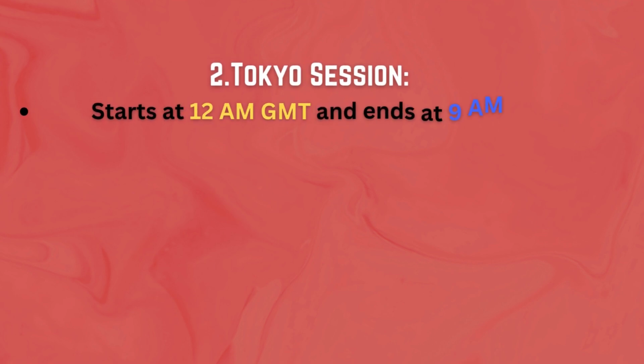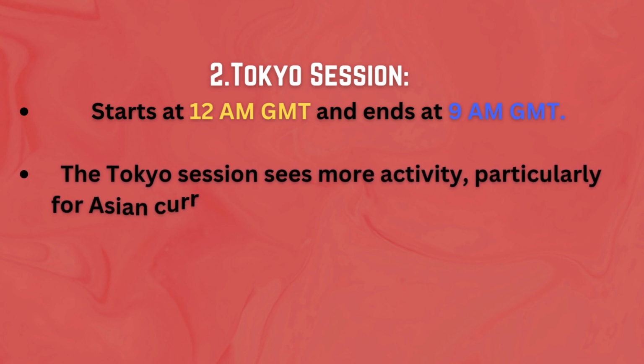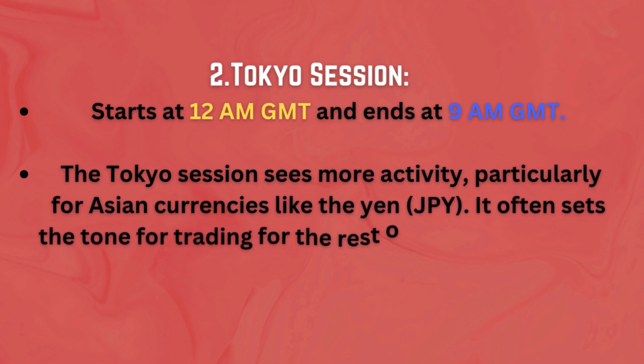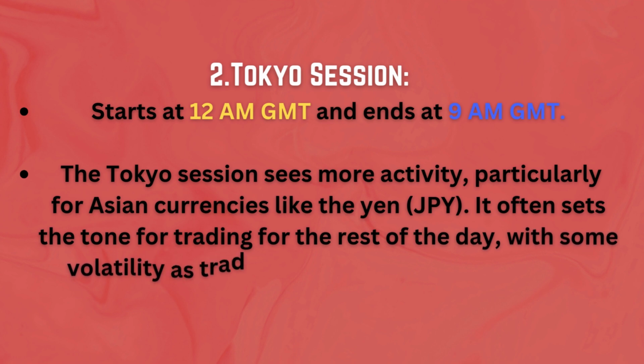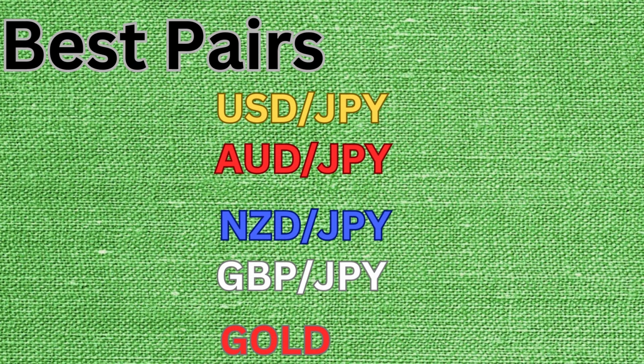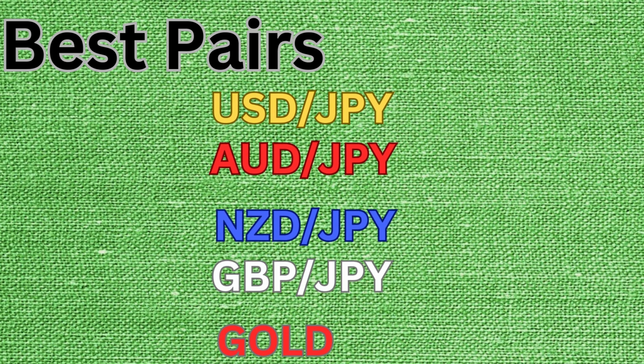The next session that we are going to cover is the Tokyo session. The time for this one starts at 12 a.m. GMT and ends at 9 a.m. GMT. The Tokyo session sees more activity, particularly for Asian currencies like the Japanese yen. It often sets the tone for trading for the rest of the day, with some volatility as traders react to news and economic data. The best pairs that you can trade here are USD JPY, AUD JPY, NZD JPY, and also gold.